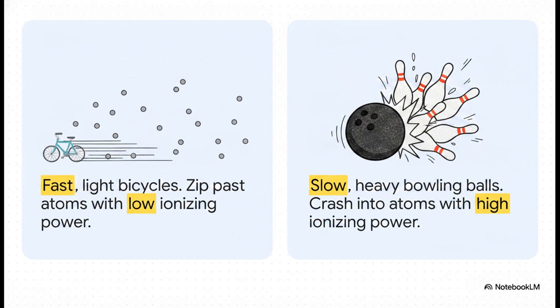To really grasp how these positive leftovers behave, I want you to use this analogy. Cathode rays, the electrons, are like fast, light bicycles. They zip right past other atoms, penetrating deep, but they have relatively low ionizing power because they're just so small and fast. Positive rays, on the other hand, are the massive nucleus left behind. They are like slow, heavy bowling balls. When they move, they don't penetrate very far, but they crash violently into other atoms, causing massive ionization.